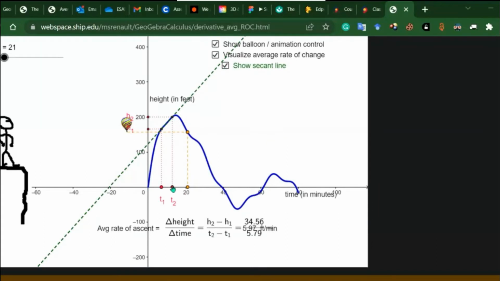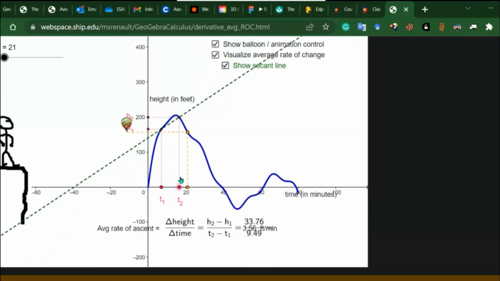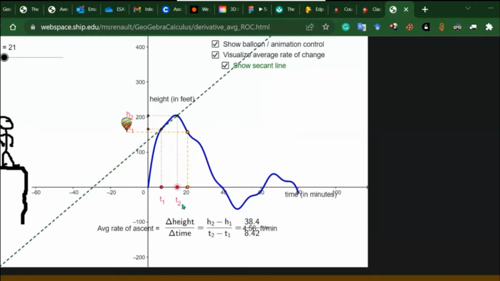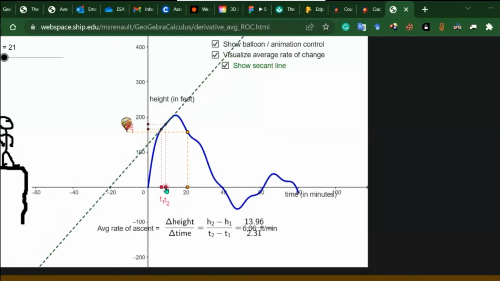You see, when we increase, the secant line doesn't follow the blue line, the graph line. Sometimes it doesn't follow. It means that the green line doesn't go straight in the direction in which the blue line is. The secant line direction will be the same if you drag point 2 closer and closer to t1.